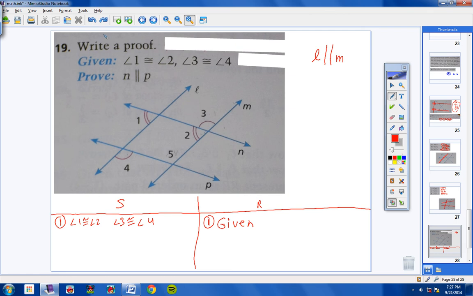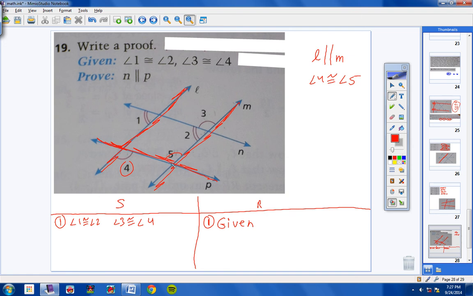Now, once I state that this line here is parallel to this line here, let's see, what else can I do? Oh, I can state this. Remember, if two lines are parallel and they're cut by a transversal, then I can definitely state that 4 is congruent to 5 because they're alternate interior angles. So I can state that 4 is congruent to 5. And let's see if that helps a little bit.